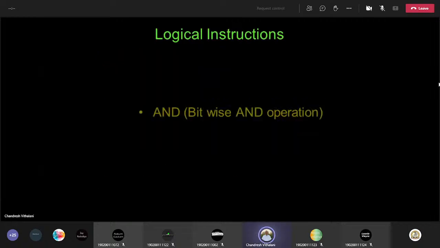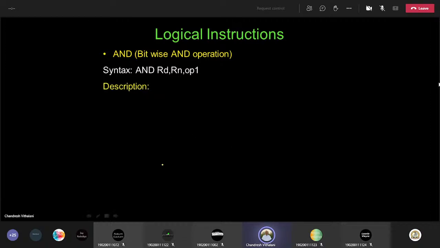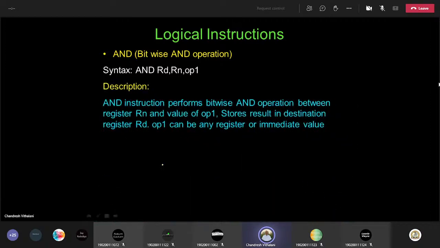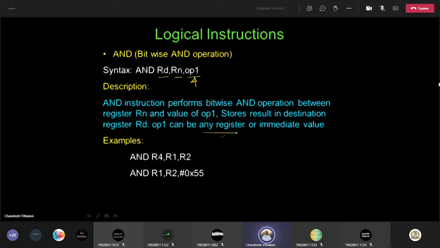Then similarly the AND operation, it will perform the bitwise AND operation. Syntax is again very similar to the OR operation. It has RD, the destination register, the register and then the operand. So this operand can be any register or any immediate value, right? So that you can specify there. So it will perform logical AND operation between R1 and R2 and the result will be saved in R4. It will perform logical AND operation between R2 and 55 and the result will be saved in R1.